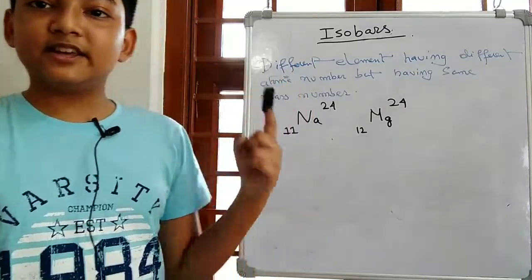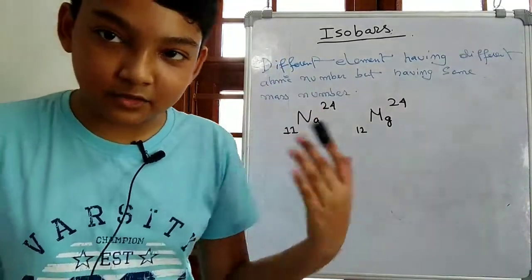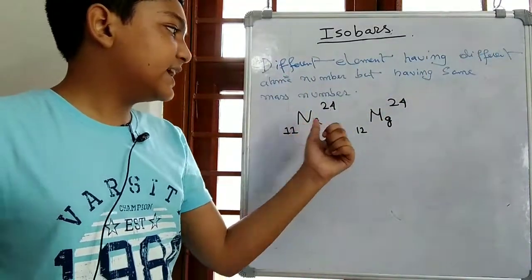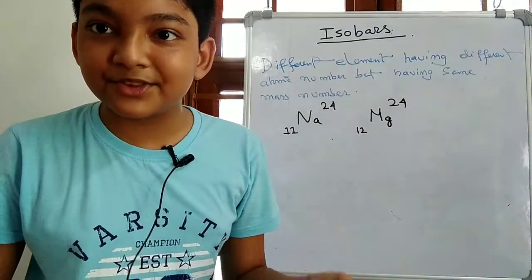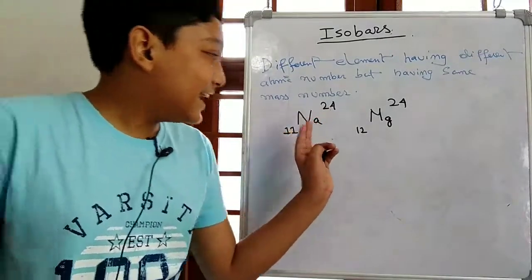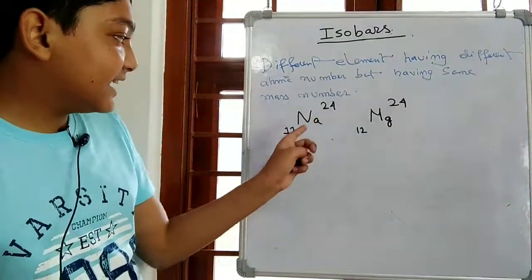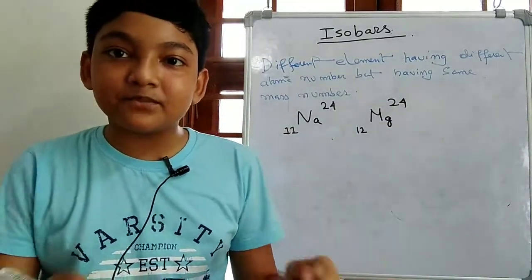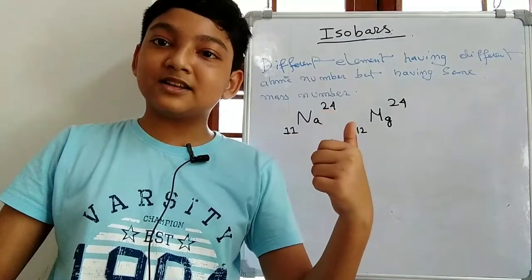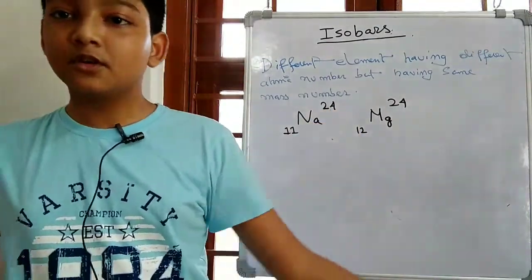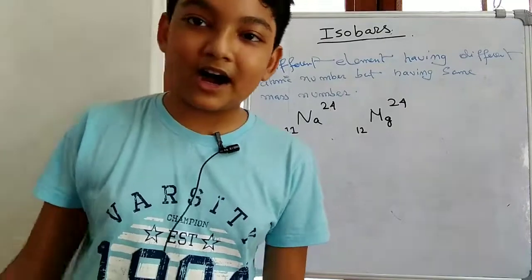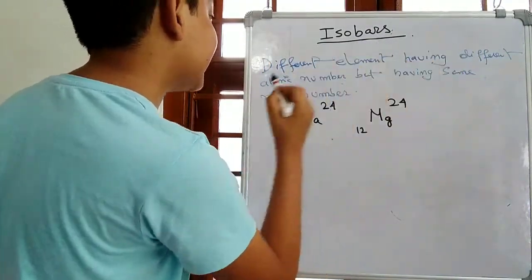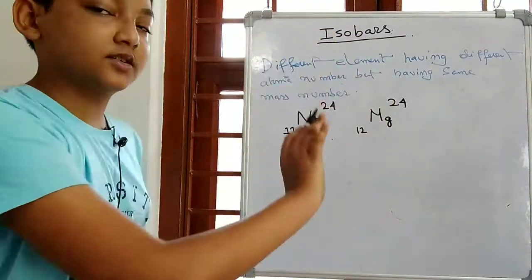Now read the English that I have written, or the definition. Different element having different atomic number. Na and Mg, are they same? No, obviously not. So Na and Mg are not same. Their atomic number is also not same, 11 and 12. But what is same? Same is their mass number, which is 24 and 24. So this is the isobar. Different elements having different atomic number but having same mass number are the isobars.